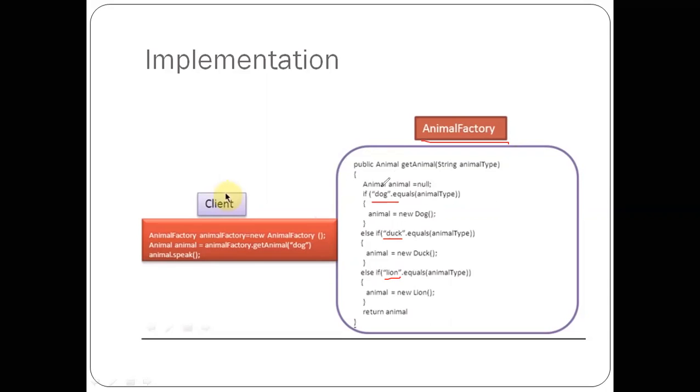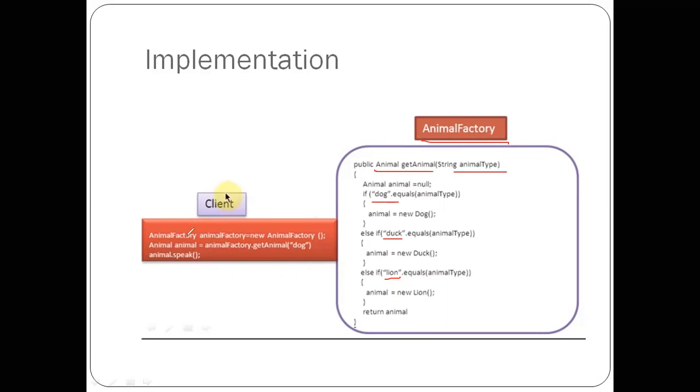Here these are the main conditions which we are providing in the get animal method. Under the animal factory class we have written one get animal method. Based on the animal type it will return the outcome. If it is a dog, automatically it will return the speak method.